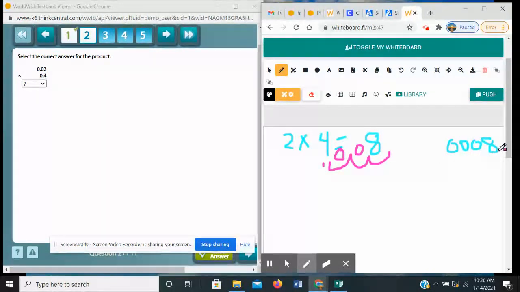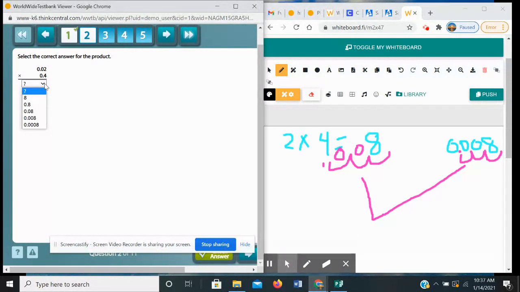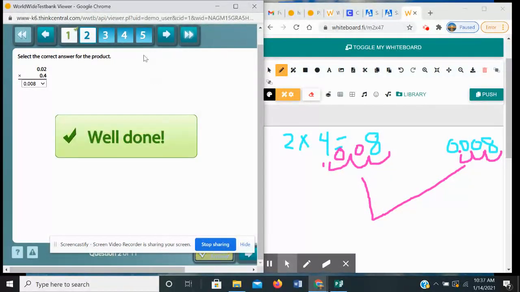If I did it the other way, same thing. I count over 1, 2, 3. Still gives me the same answer. Now, boys and girls, if you have a 0 before the decimal point or no 0, it's still the same answer. This, 8,000s, is still the same as this, 8,000s. Okay? So again, look at your decimal point, where it belongs, and check your work.